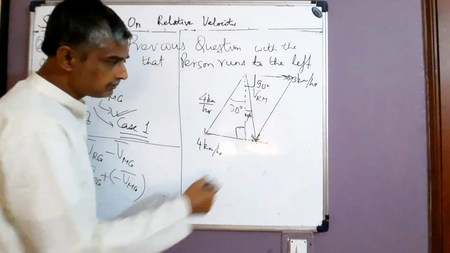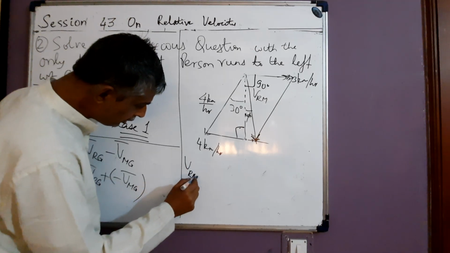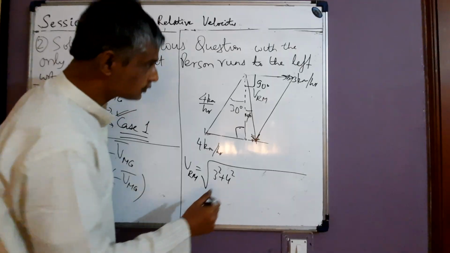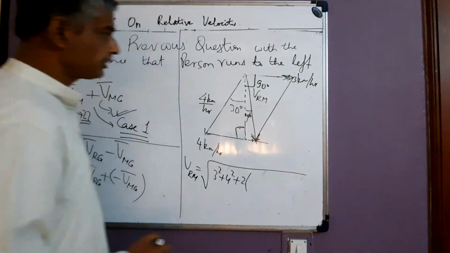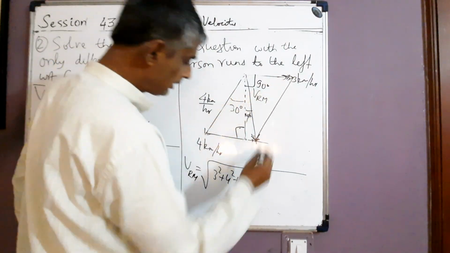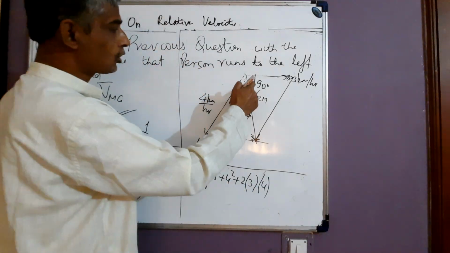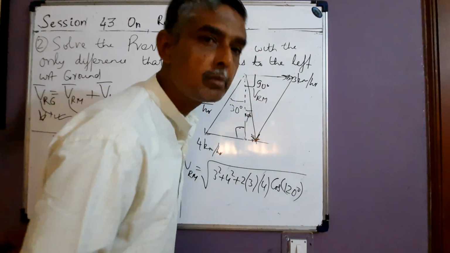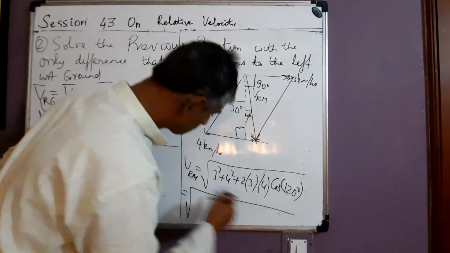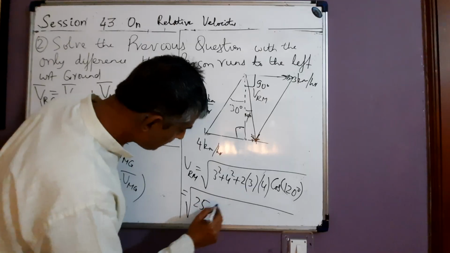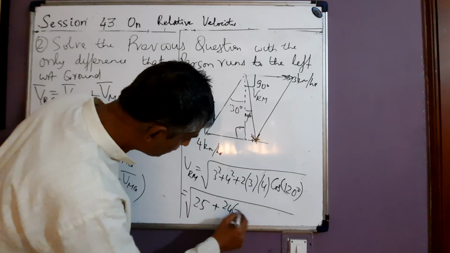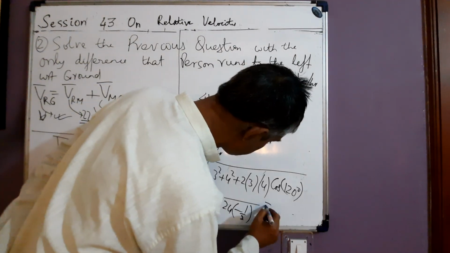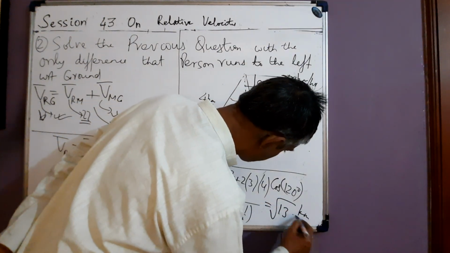This dotted right angle. So VRM from the parallelogram law of vector addition is root under 3 square plus 4 square plus 2 into 3 into 4 into cos of 90 plus 30, cos 120 degree. Cos 120 degree is known to be minus half. So this is equal to 3 square plus 4 square, 25, and this is 12 into 2, 24, into cos 120 which is minus half. So root of 25 minus 12, so it becomes equal to root 13 kilometer per hour.